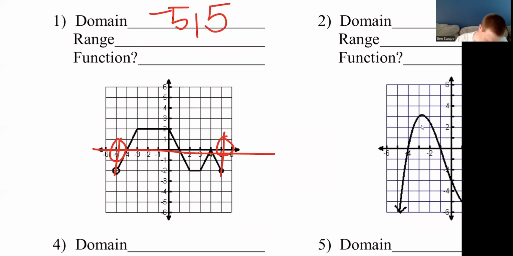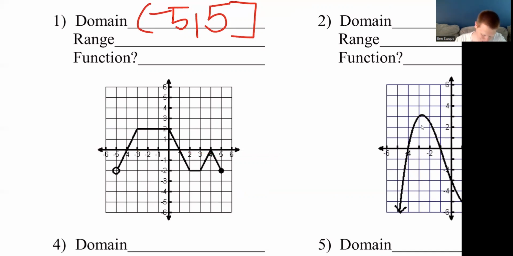Since this end is an open circle, that's going to be a parenthesis, or a round one. Since this end is closed, it would be a square bracket. Okay, so that's our domain.